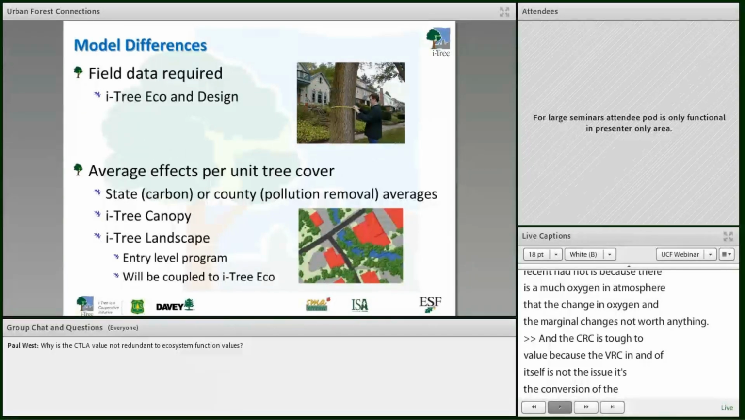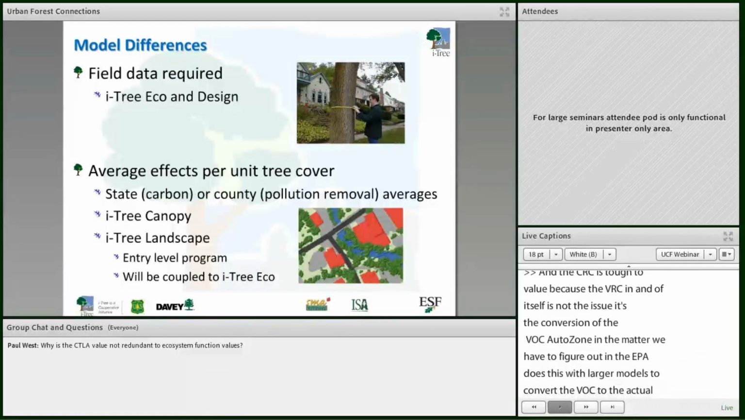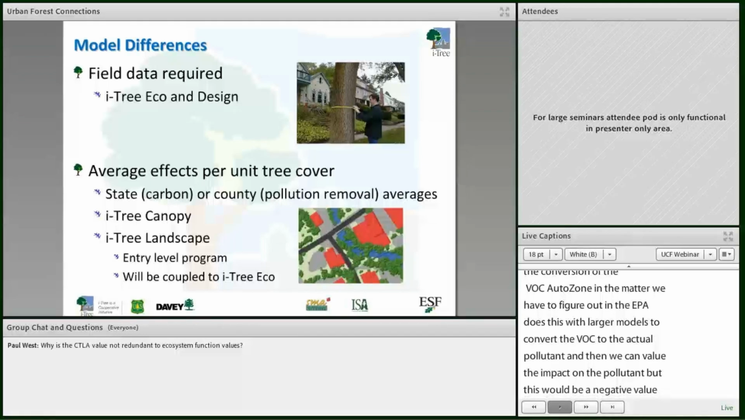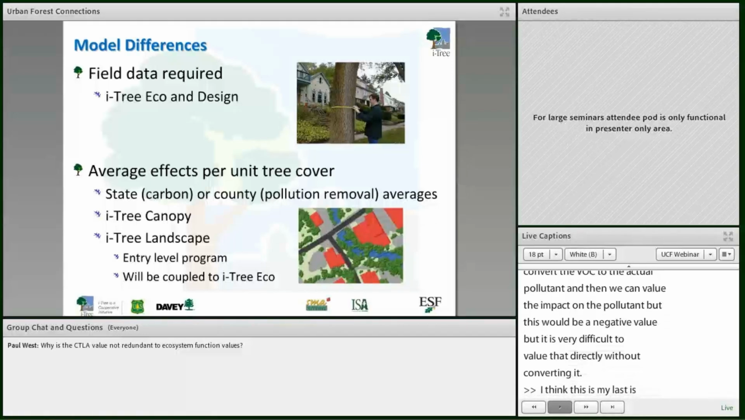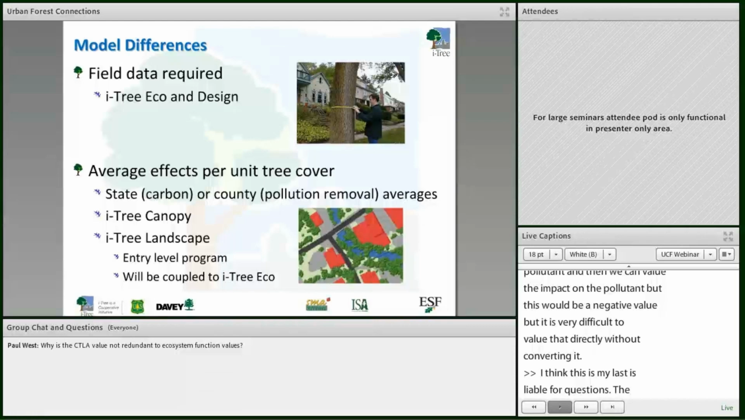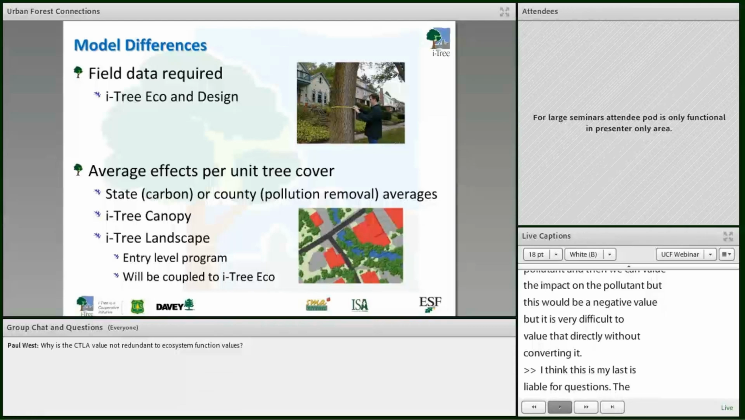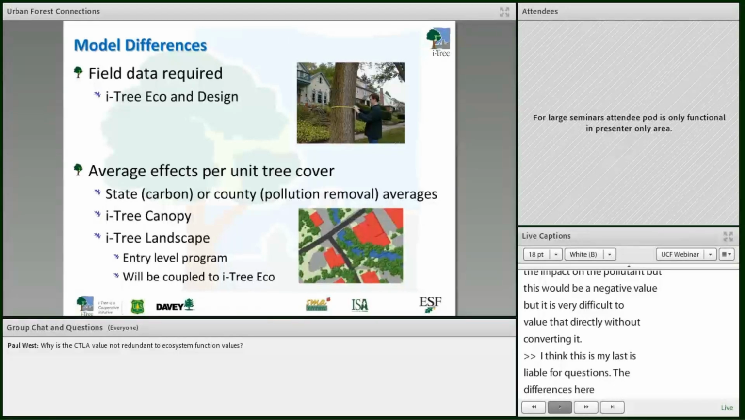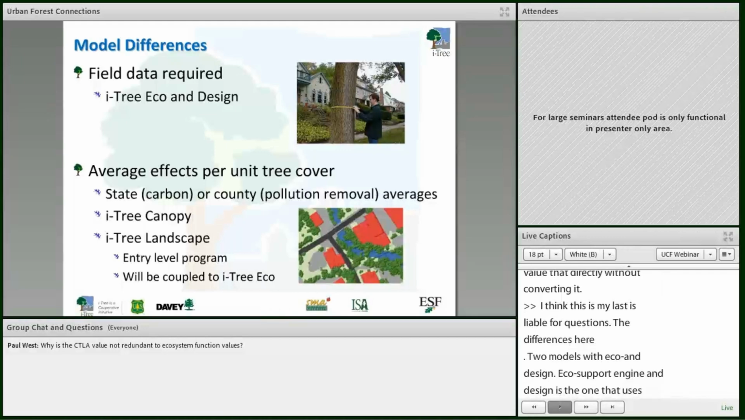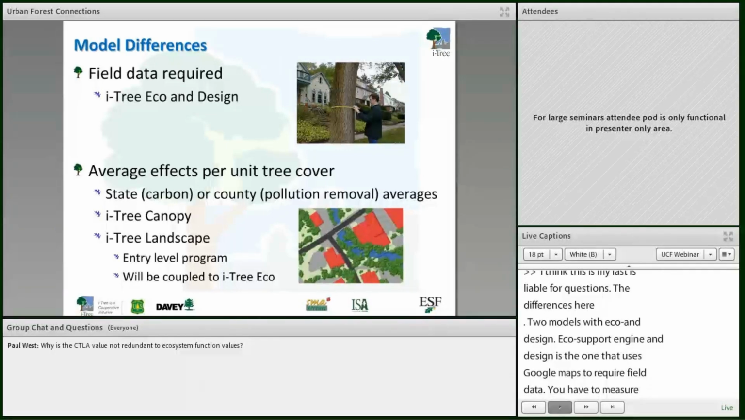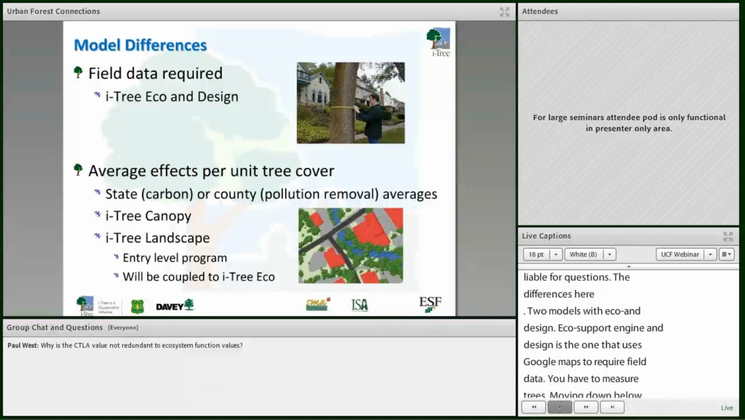I think this is my last slide before questions. Differences here. Two models, ECO and Design. ECO is the core engine, and Design is the one that uses Google Maps, requires field data. You have to measure trees. Moving down below, if we go to the top-down approach, which is Canopy, which is the photo interpretation program, and Landscape, which is coming out this year, which I'll show you later, it does not require field data.